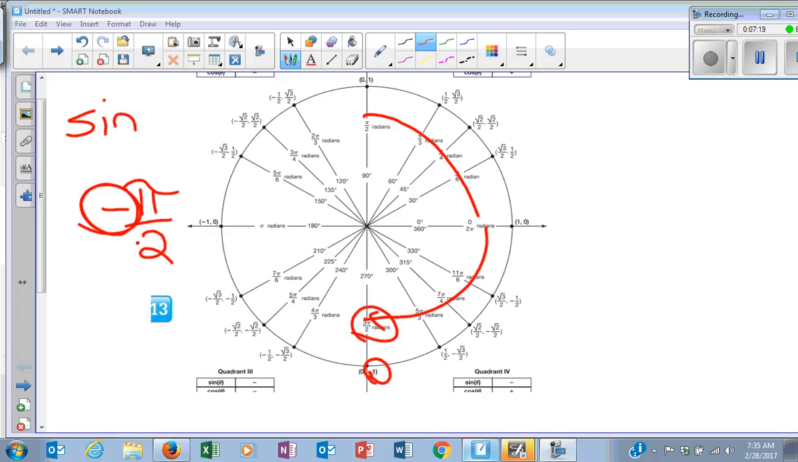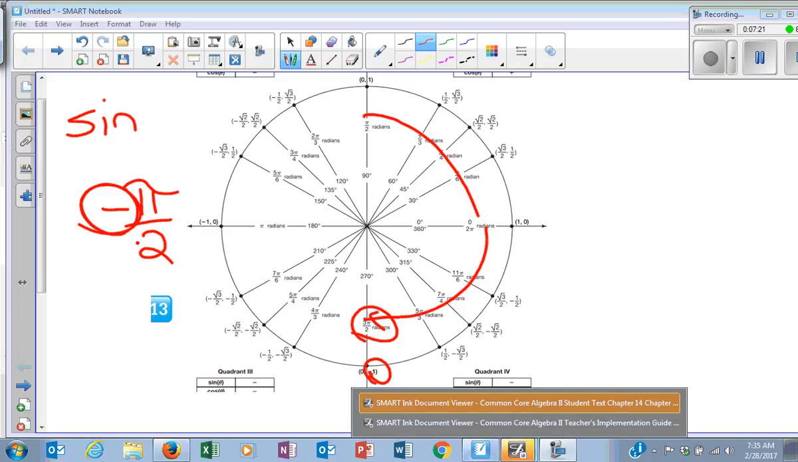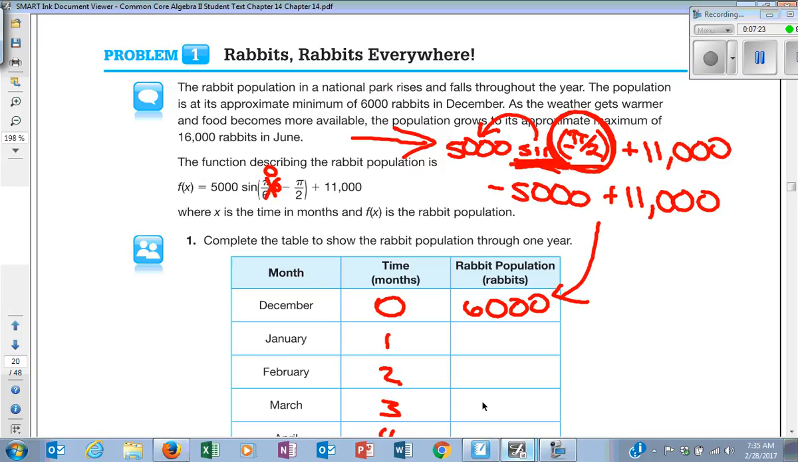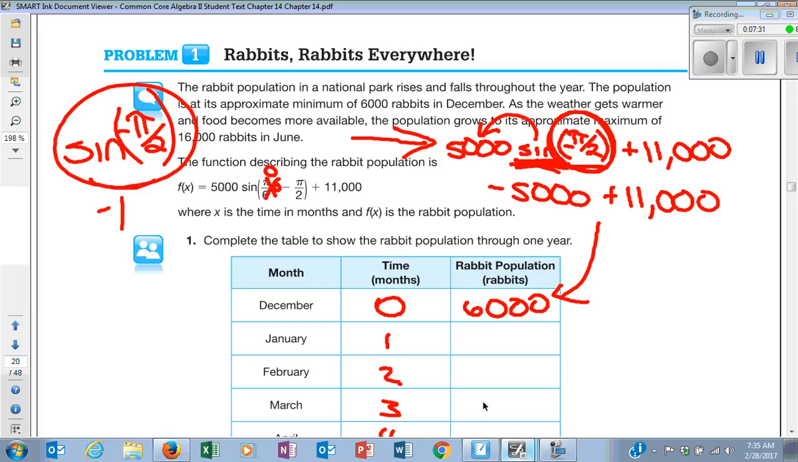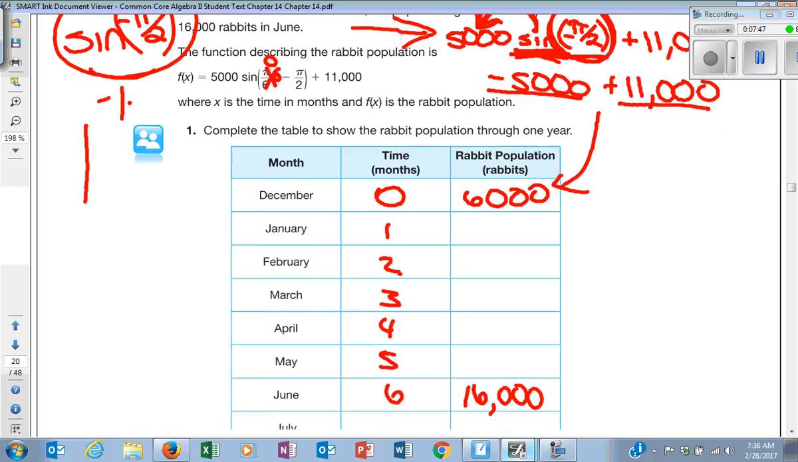So what we found when we did that was we just realized that the sine of negative pi over 2 is really equal to negative 1. And then you take that negative 1, just like we did here, and we took negative 1 times 5,000, got a negative 5,000, added it to that, and it still pops out as 6,000. With me? All right, so let's try 2.